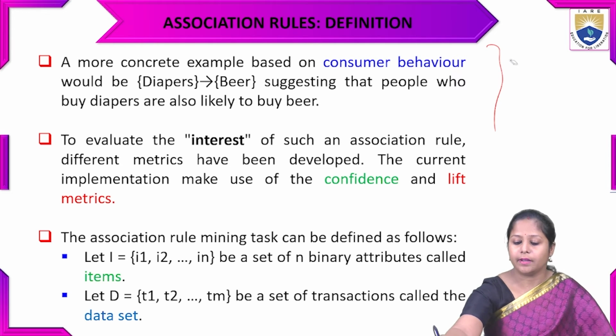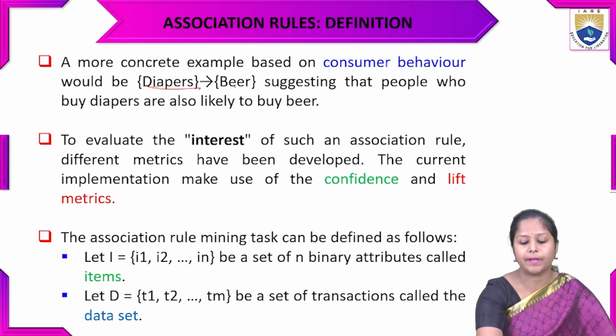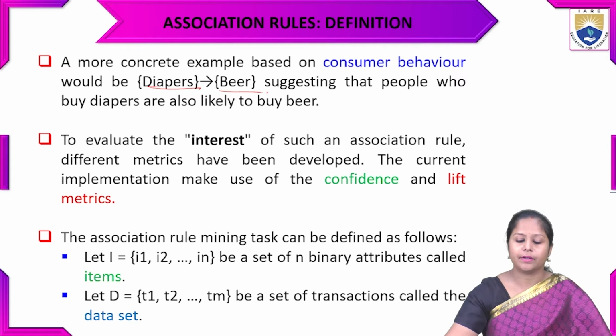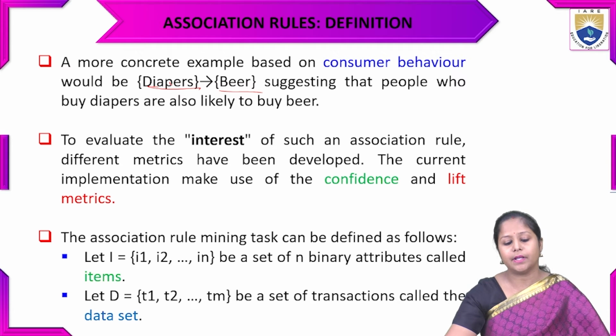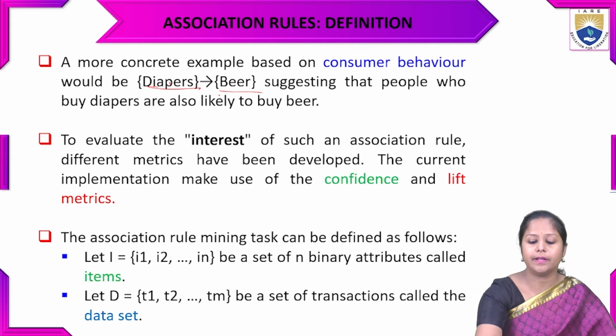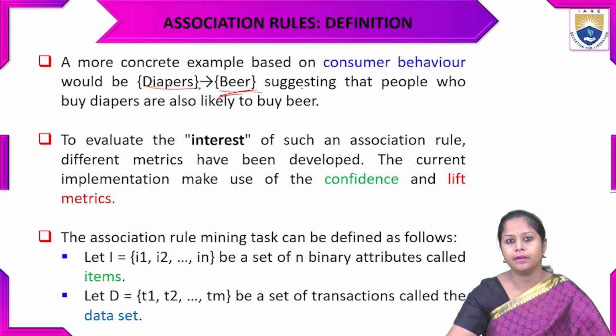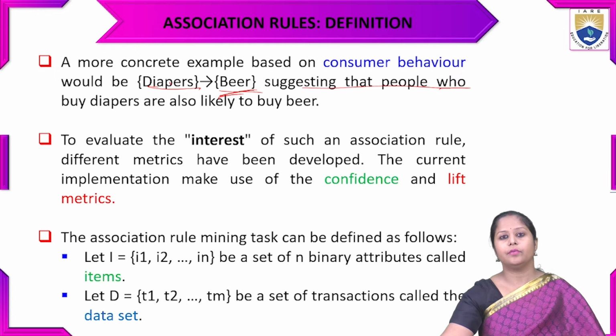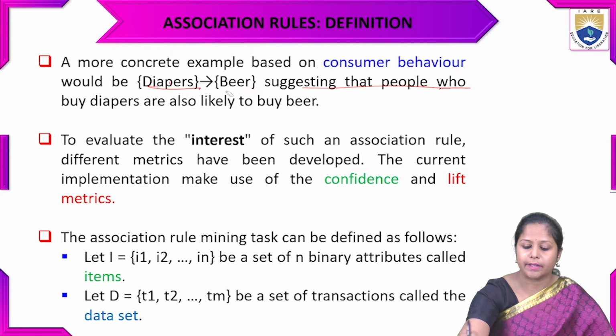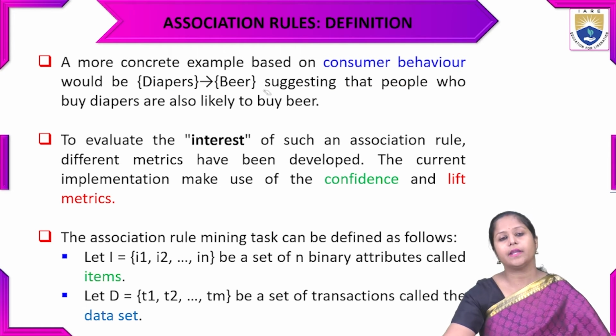So we will see the rule: diapers imply beer. What does it mean? The person who buys a diaper has a baby at home. But how does it depend? What is the relation between that and purchasing beer? From that implication, the person who buys diapers is also going to buy beer for himself. It is more likely he is going to buy the beer. That is how we can correlate that.